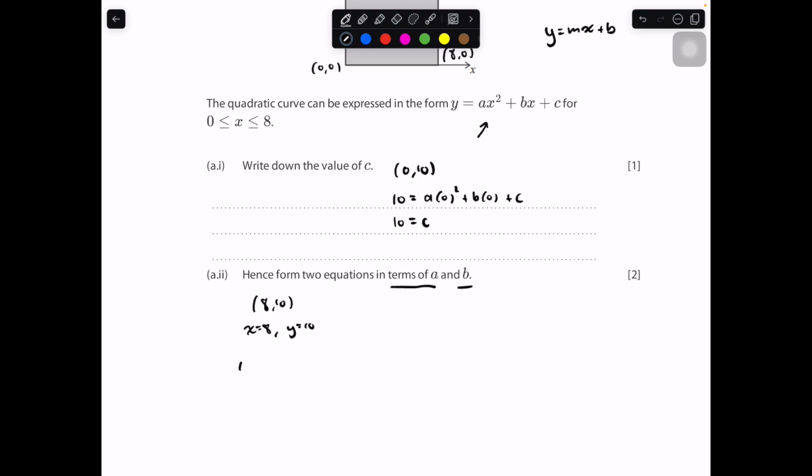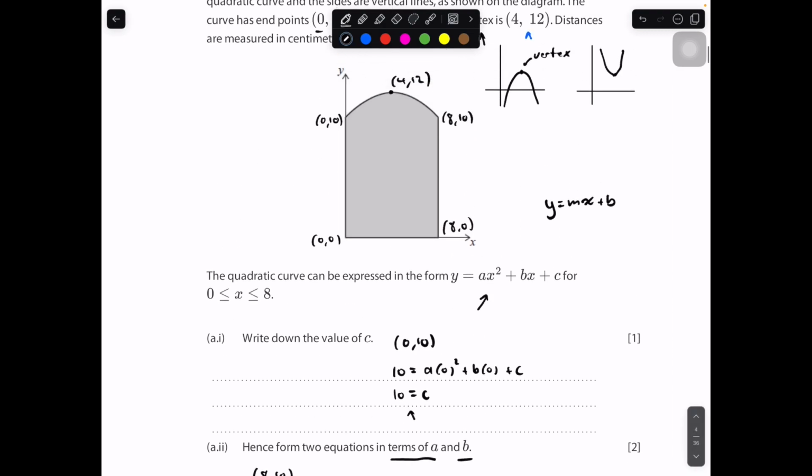So we have 10 is equal to a times 8 squared plus b times 8 plus, and we know that c is equal to 10. So let's rewrite that actually. 10 is equal to 64a plus 8b plus 10. Let's use the other point as well.